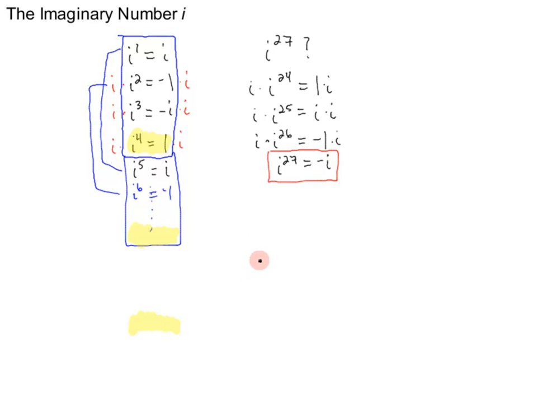Okay? And you can do this for any exponent. You can simply find the nearest multiple of 4 and then build up from there. There are other ways to do it as well. I'm going to focus on this method.